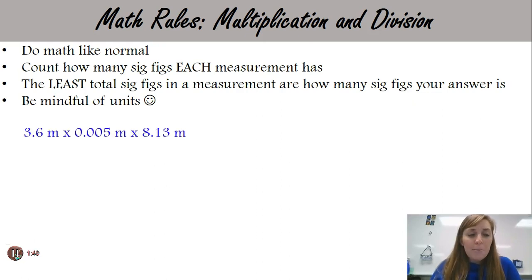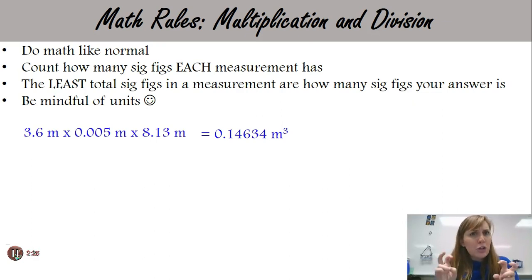So let's do our first problem. I've got 3.6 meters times 0.005 meters times 8.13 meters. So the first step is just to do math like you normally would. So I want you to type these into your calculator and see if you get the same answer as me. So go ahead and start typing. Did you get 0.14634? And notice I put meters cubed, or to the third power, because I'm literally multiplying meters times meters times meters. So kind of like in math, when you have x times x times x, it would become x to the third. Well, this is meters to the third.